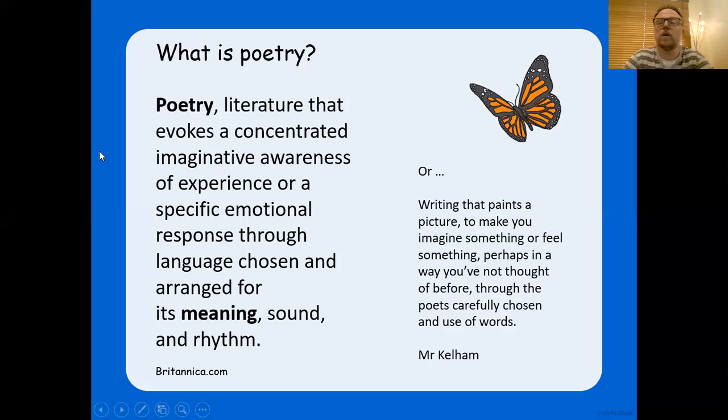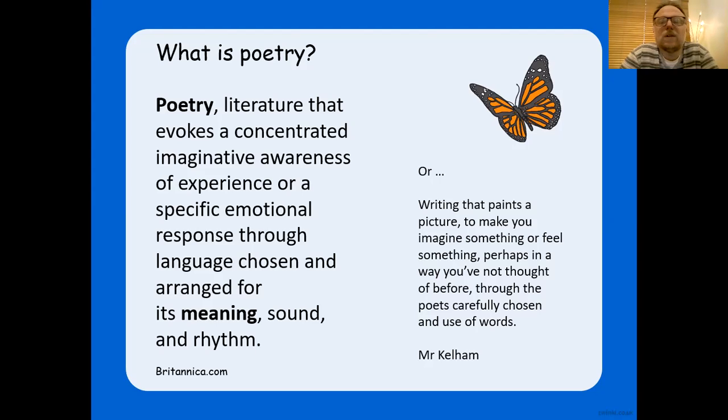Poetry. What is poetry? Well, I've found a quote on Britannica.com, and this is what Britannica.com said poetry was. Poetry is literature that evokes a concentrated imaginative awareness of experience or a specific emotional response through language chosen and arranged for its meaning, sound, and rhythm. There's some big words in there. I'm not sure I even know what exactly all those words mean, but I'm going to try and unpick some of the tricky ones, and then I'm going to read my own version, which is written next to it.